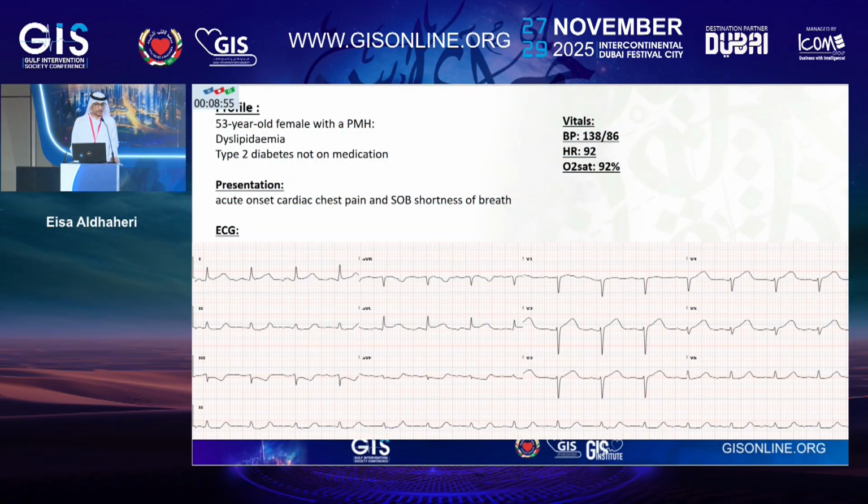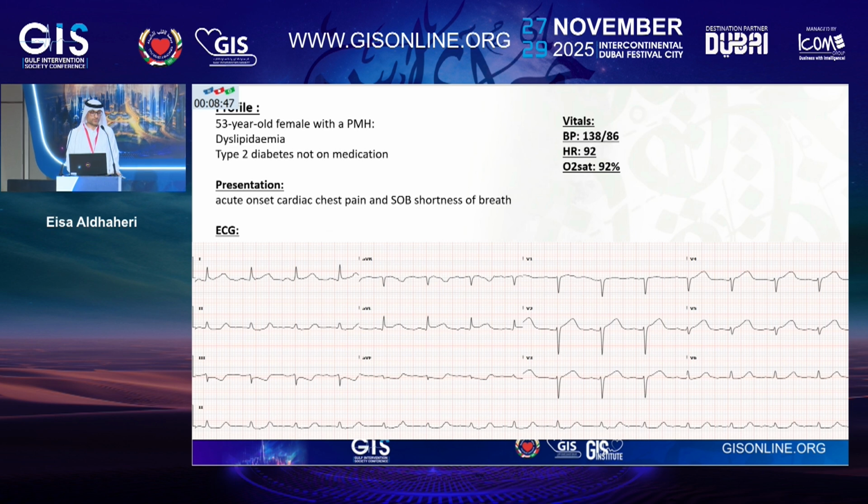Good afternoon. This is a case of a 53-year-old female. She has a past medical history of dyslipidemia and type 2 diabetes, not on medication. She presented to our hospital with acute onset of cardiac chest pain and shortness of breath since a couple of hours. She was vitally stable, and ECG shows ST elevation in the anterior wall.